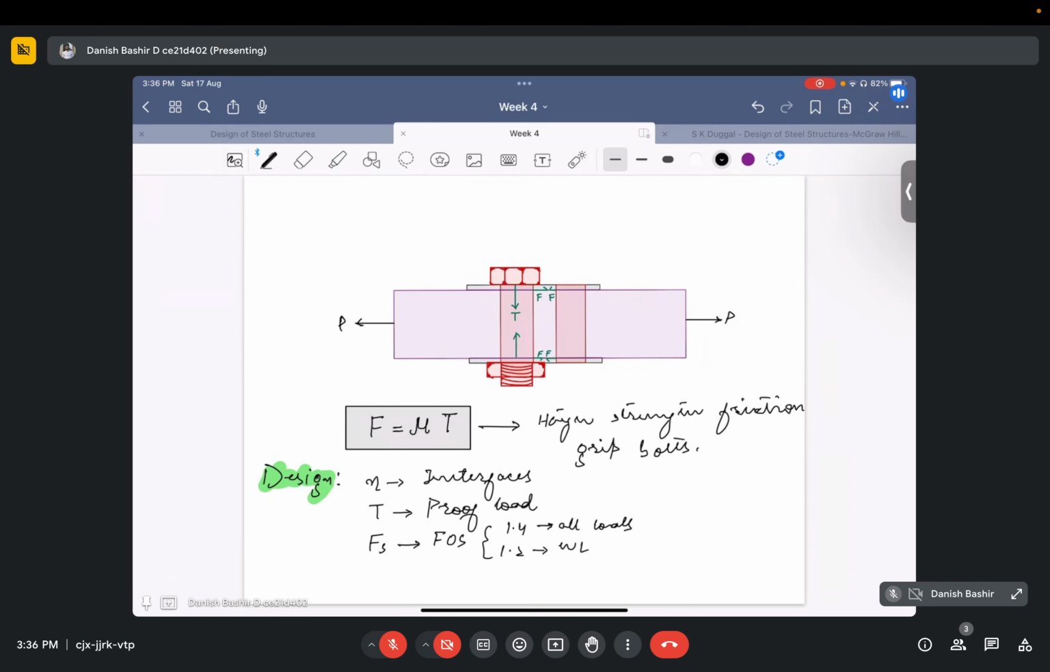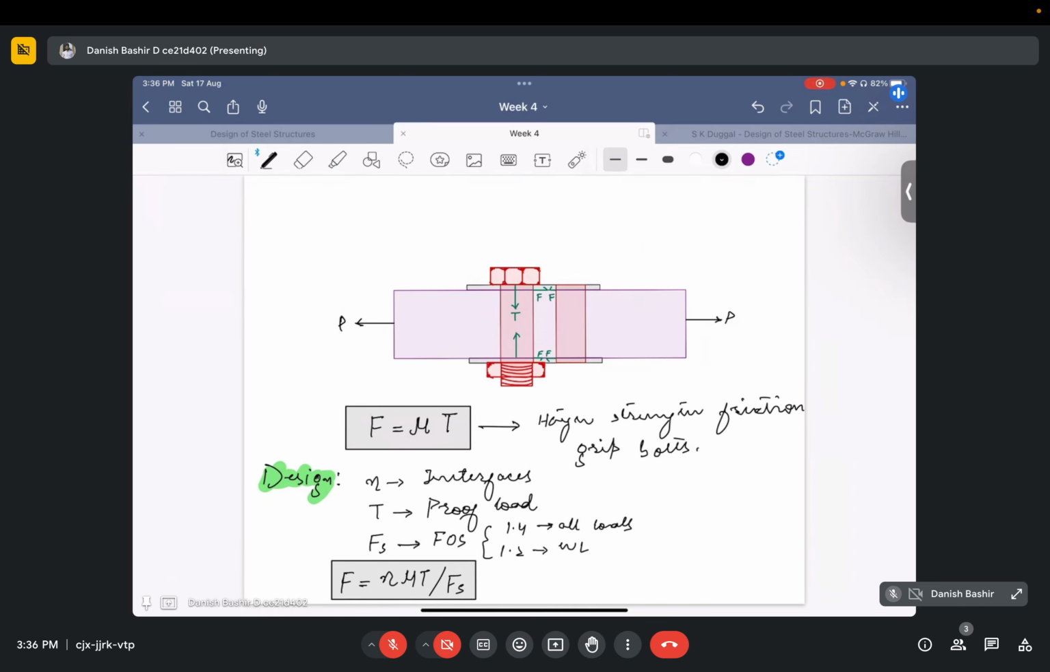So the total frictional force F that will be created will be the number of interfaces n times the coefficient of friction mu times the proof load T divided by the factor of safety Fs. So this is how we design high strength friction bolts. If the diameter of the bolt is assumed and proof load is taken from the code, then the frictional force can be computed.